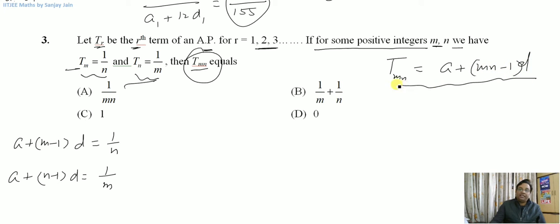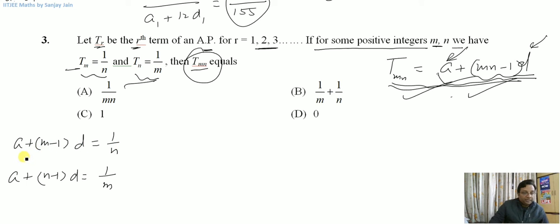So you need to write this somewhere, that you should keep your target in your mind. We ultimately need to find this a plus mn minus 1 into d, right? This should be in your mind. So what exactly do we need to find? We need to find a and d, then we will plug in those values and find our answer.